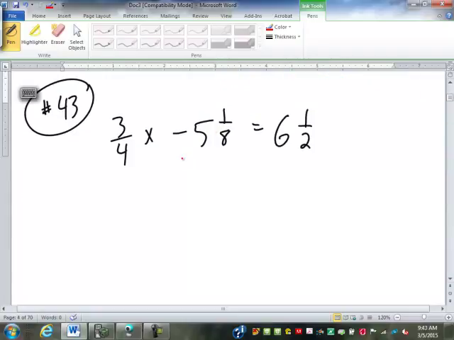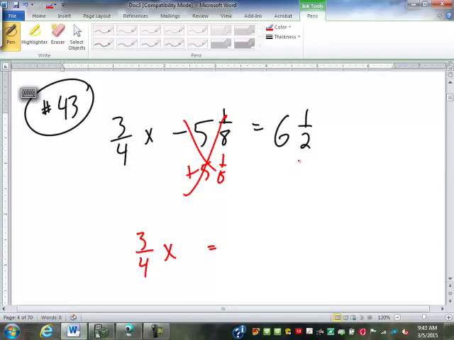Down here it's the same thing. We're going to add and then divide. What are we going to add here? We're going to add 5 and 1/8, and if that goes away, it'll leave us with 3/4 x. Over here we have to add 5 and 1/8.